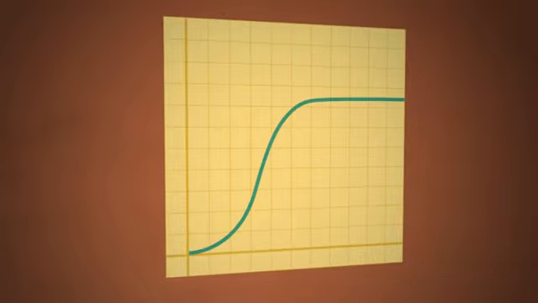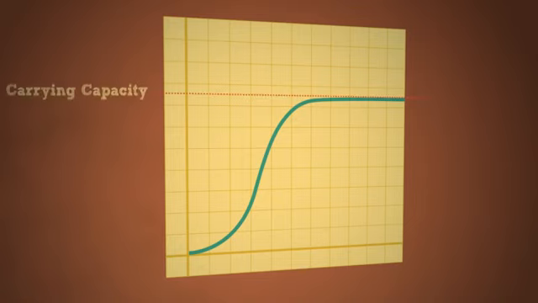When we graph this kind of growth, we see it as an S shape because the line levels out at the top. This leveling out is called the carrying capacity and is the maximum sustainable population in the given conditions.